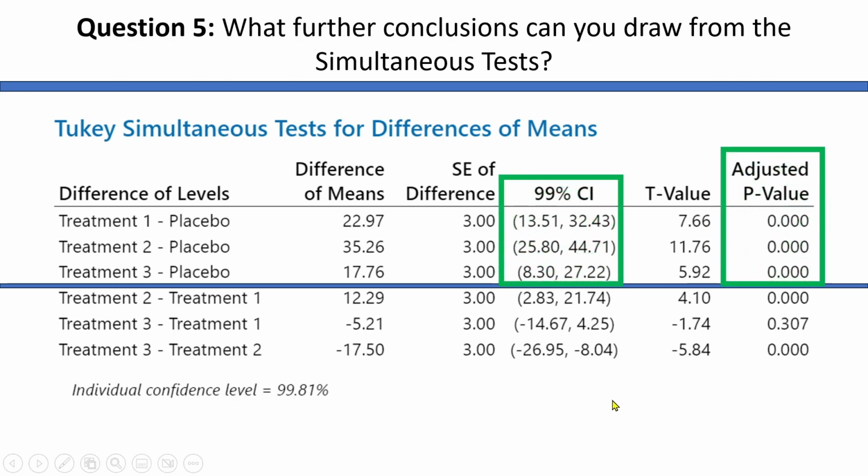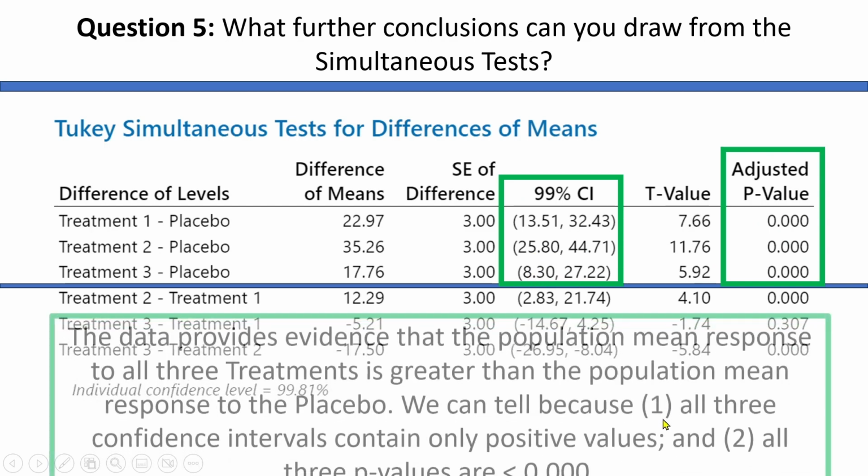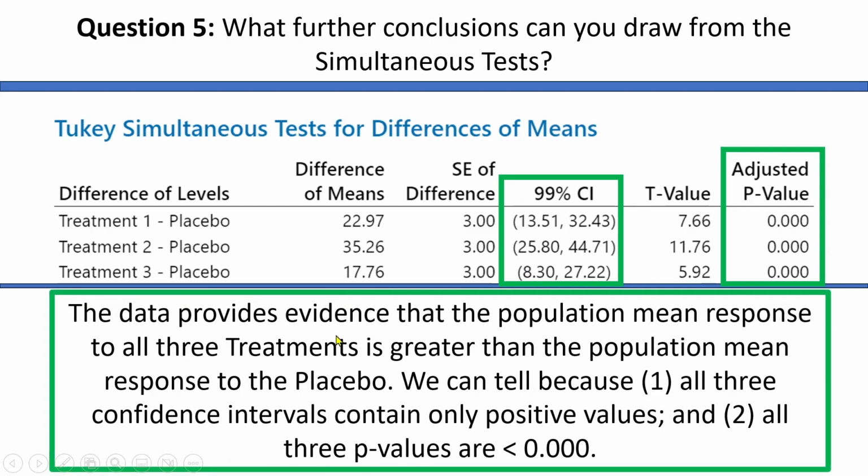So we can look at all 3 of these comparisons and we can see that the same story applies in each case. And so what that means is that the data provides evidence that the population mean response to all 3 treatments is greater than the population mean response to the placebo. We can tell because 1, all 3 confidence intervals contain only positive values, and 2, all 3 p-values are very small.